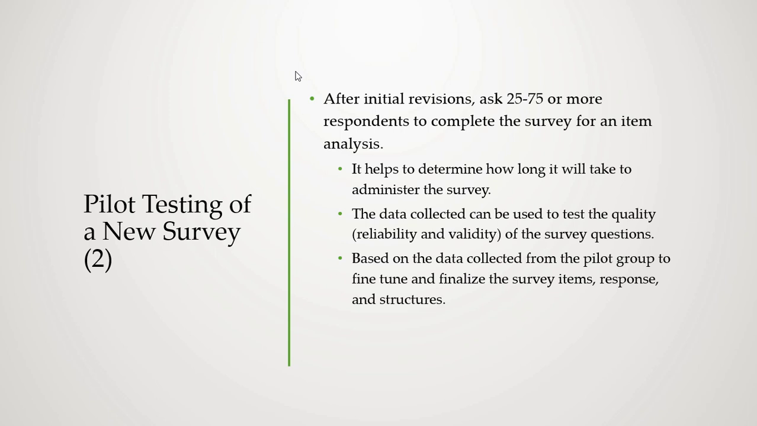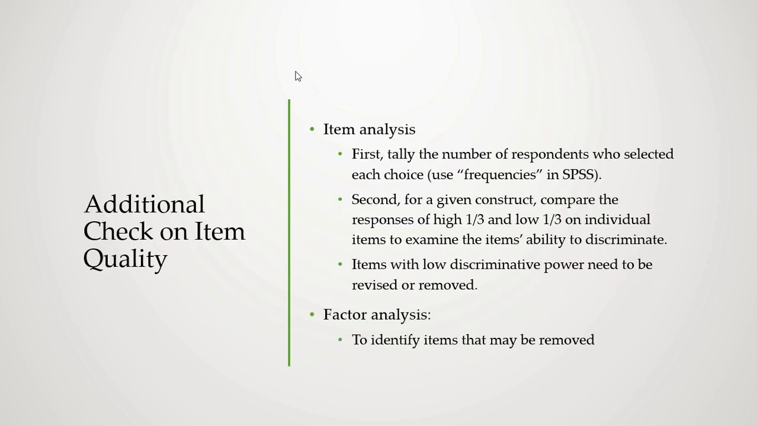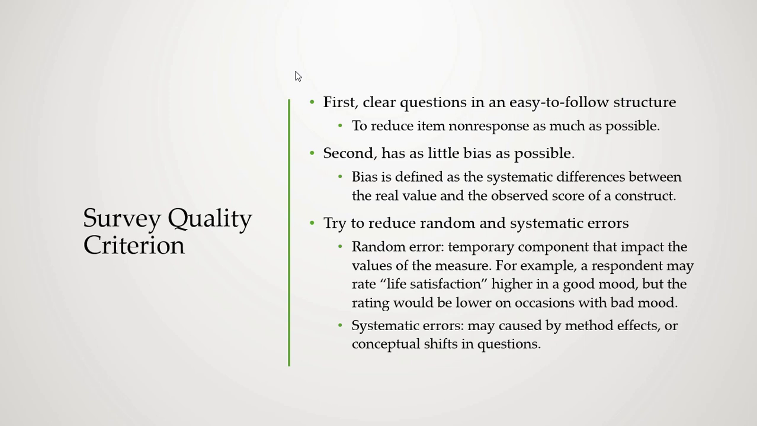If you get a sufficient sample size in the pilot test, you can use the pilot test data to run some basic checks on the questions using item analysis and factor analysis. Both of the procedures will be discussed in a separate video. Once the final revision and improvement are completed, the finalized survey should consist of questions that are clear, no confusion, and with as little bias as possible. The presentation of the survey should be welcoming and easy to follow.